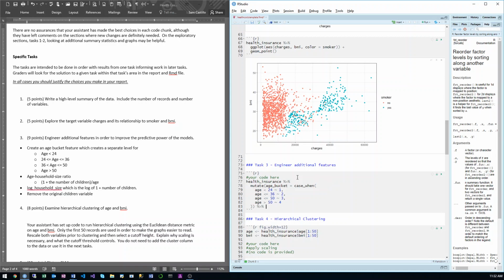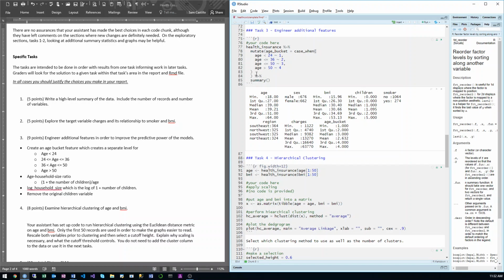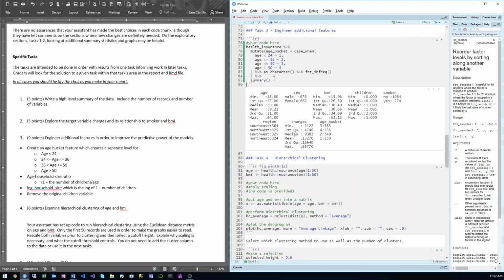And then I just want to look at summary. Okay, and I'll then convert this to a factor in frequency. I just say as character and then factor in frequency. Okay, and now you can see the number of records in each age bucket. Okay, so this is age bucket.